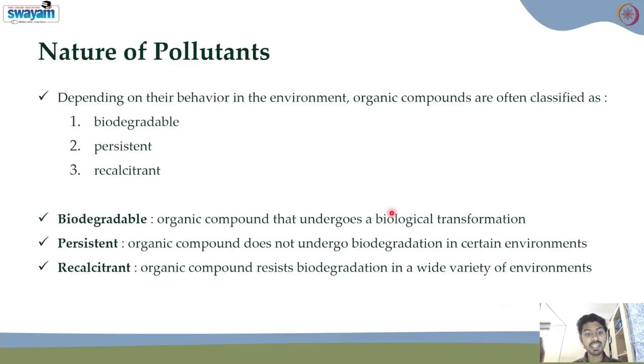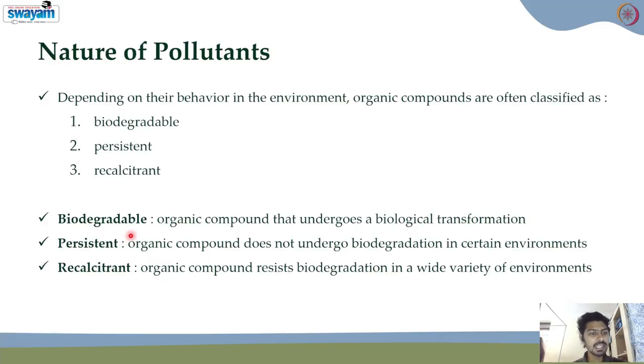They are complex and recalcitrant in nature. That is, they often resist biodegradation. So these are all the three important terms that you need to remember while understanding the nature of the pollutant. Among these, the biodegradable is easier to degrade, whereas the persistent and recalcitrant, depending upon the environment, are difficult to degrade and they often resist the bioremediation.